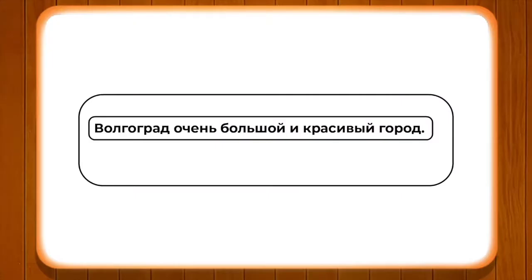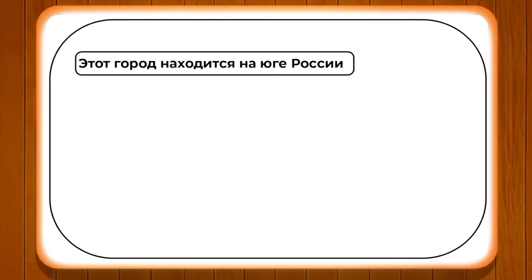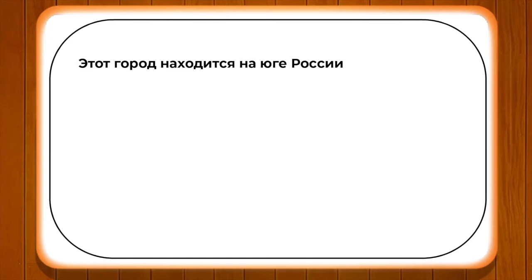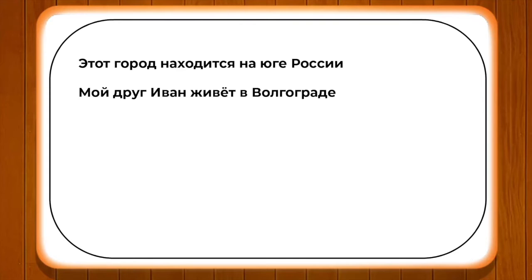I'll start with Волгоград очень большой и красивый город. So Volgograd is the name of the place, which is known as Volgograd in Russian. Очень большой и красивый город. Очень большой, very big, и красивый город, and beautiful city. Этот город находится на юге России. Юге России. Мой друг Иван живет в Волгограде.